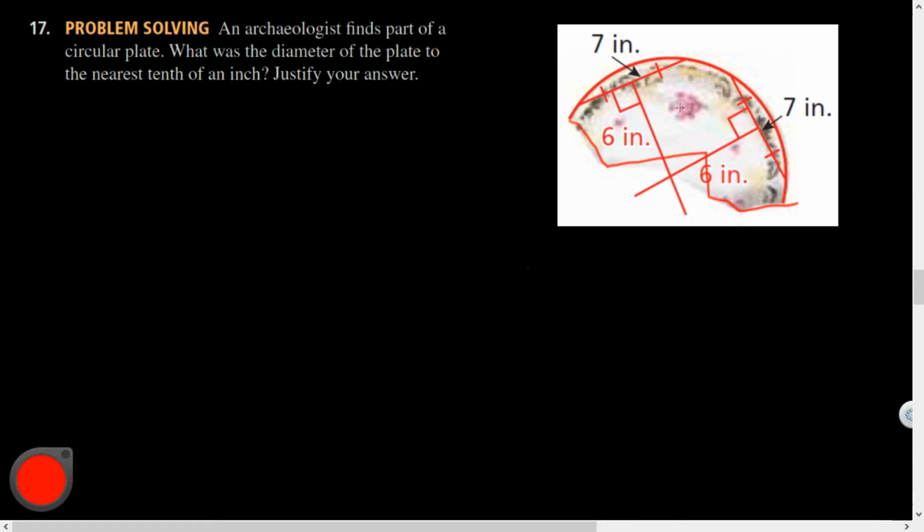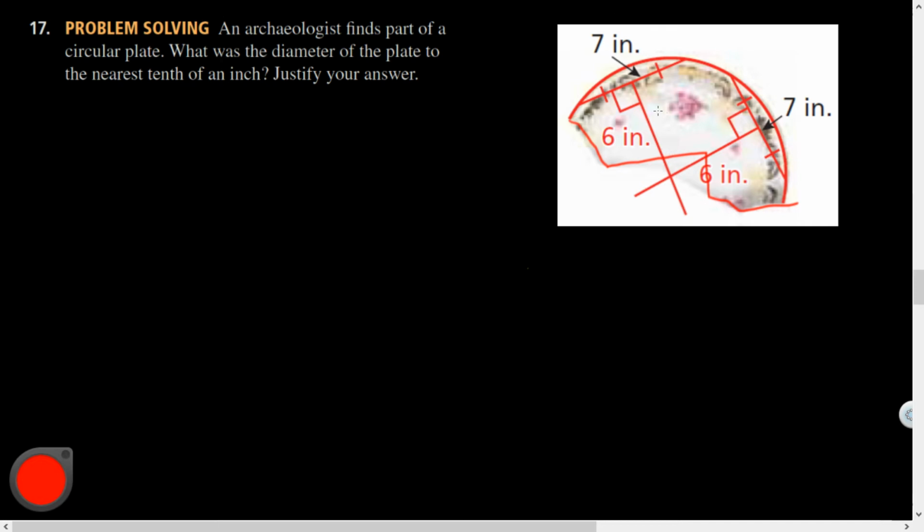Although, perpendicular bisectors. Okay, so if these are perpendicular bisectors to chords on this circle, which is currently, I guess, an arc, they are going to be diameters. And where do two diameters meet? The center. There we go.